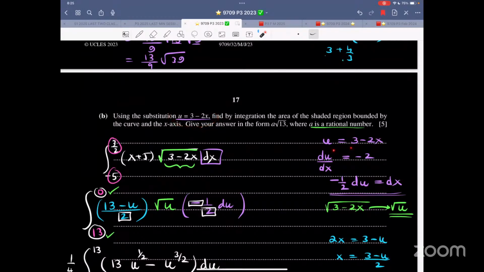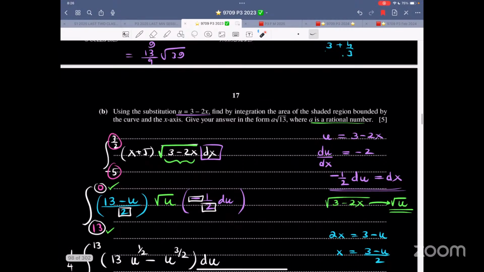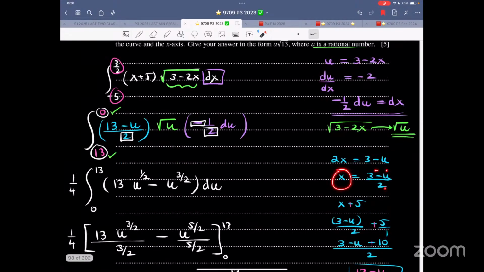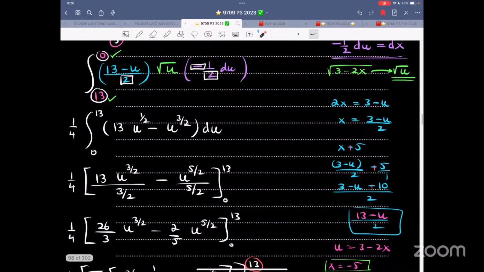U is 3 minus 2x, du by dx is negative 2. Therefore, dx is negative half du. So dx is replaced with negative half du. You can play around with the constant later on. Square root of 3 minus 2x, that is square root of u. That thing is done. x plus 5. If I make x the subject, that is 3 minus u over 2, add 5 to it, simplify, that is 13 minus u over 2.